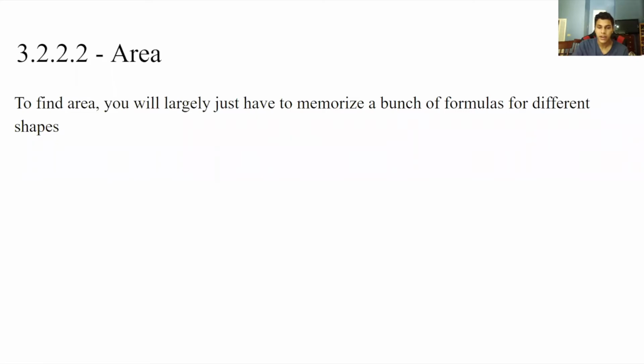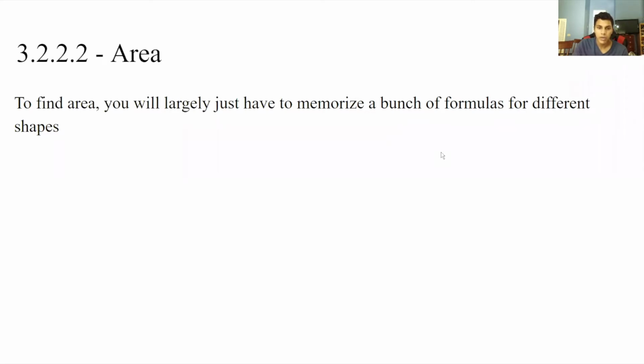So next we need to talk about area. So area is defined as the amount of space inside a shape. And since different shapes have different area formulas, unfortunately, you are going to have to memorize a bunch of different formulas in order to find area. But by the way I'm going to introduce them to you, I'm going to try to make it a little bit easier to memorize. So the first and most basic area formula is the area of a rectangle.